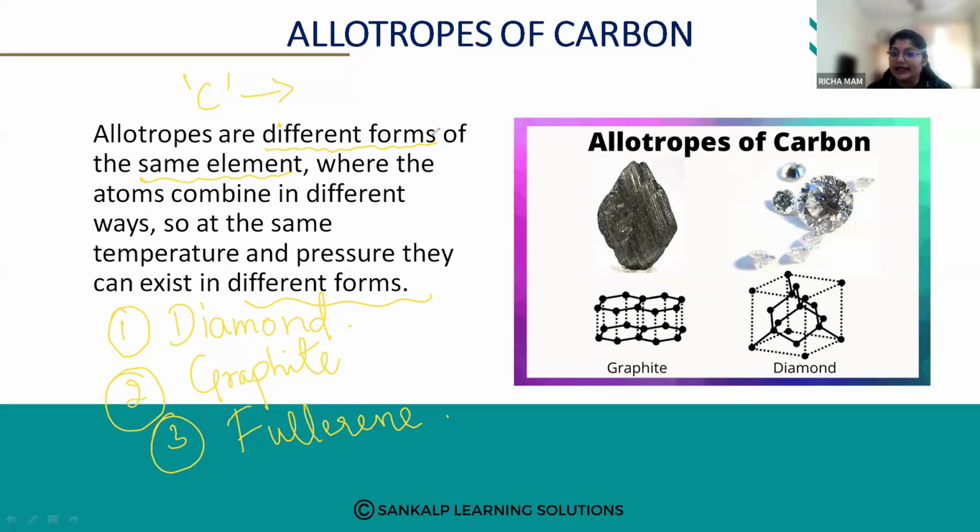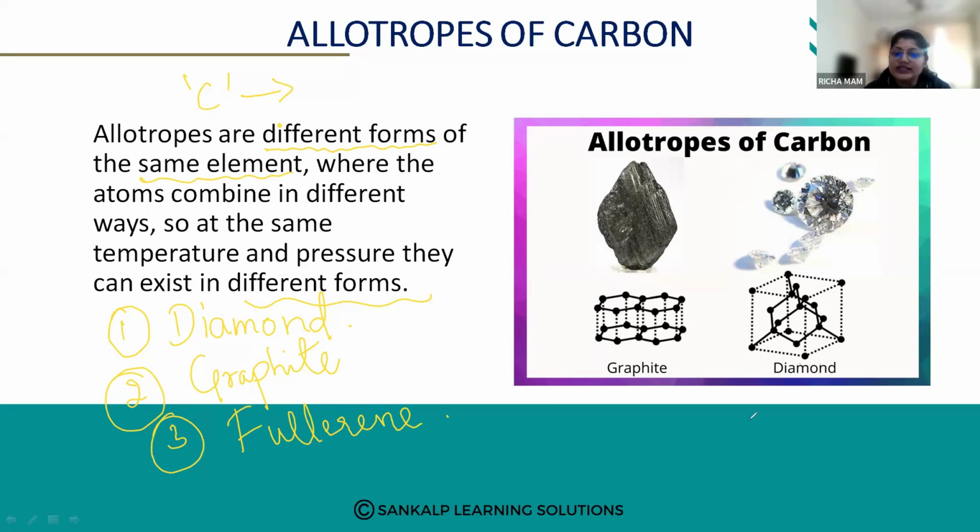Because the way of combining the carbon atoms is in different forms, they have different physical properties. So allotropes: the three allotropes are diamond, graphite, and fullerene.